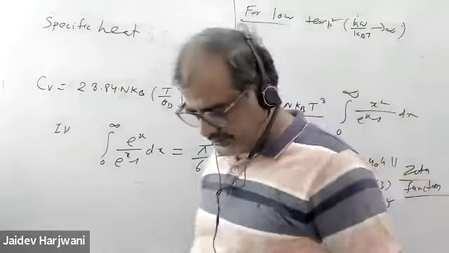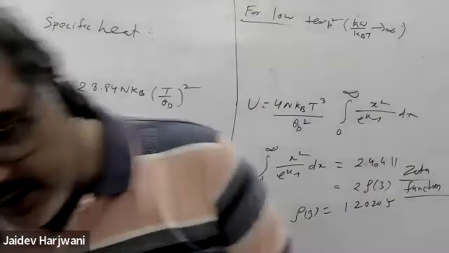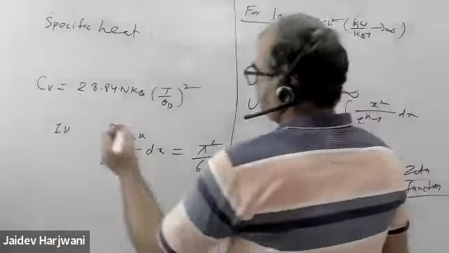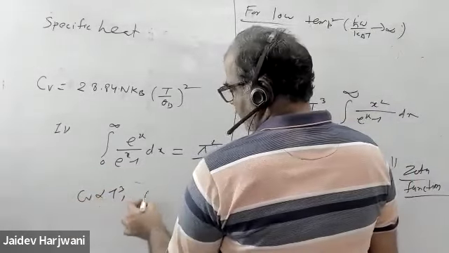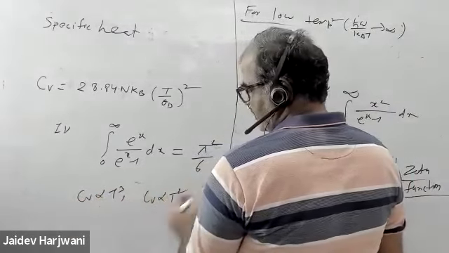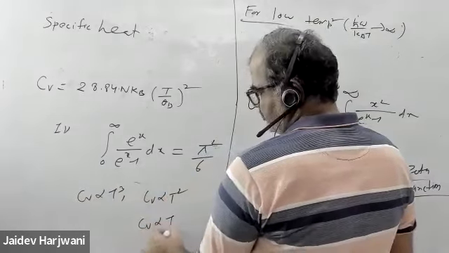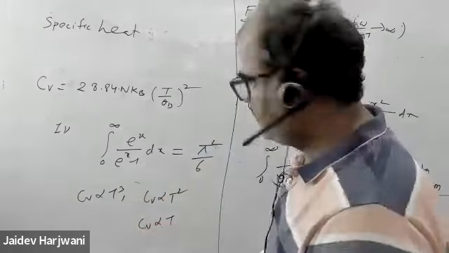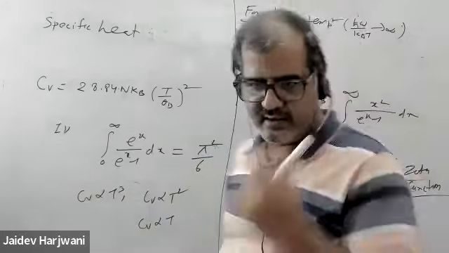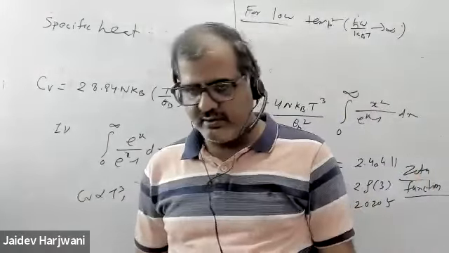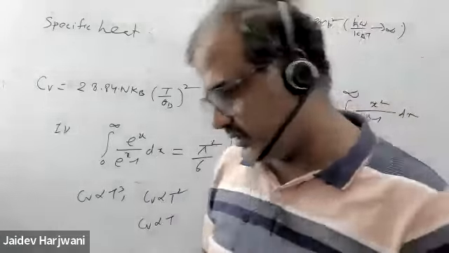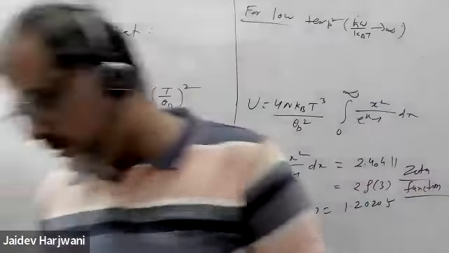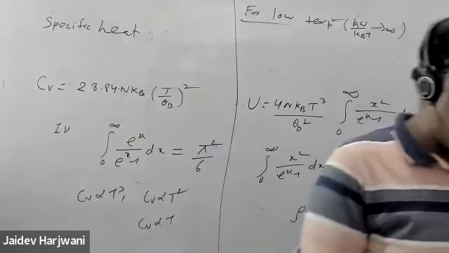Now we have seen that in 3D we are getting CV proportional to T cube, and in 2D we are getting CV equal to T square. So in 1D you get CV proportional to T at low temperature. At high temperature you get CV equal to R. You're getting 3R in 3D, 2R in 2D, and in 1D you'll get 1R. So that's very easy.